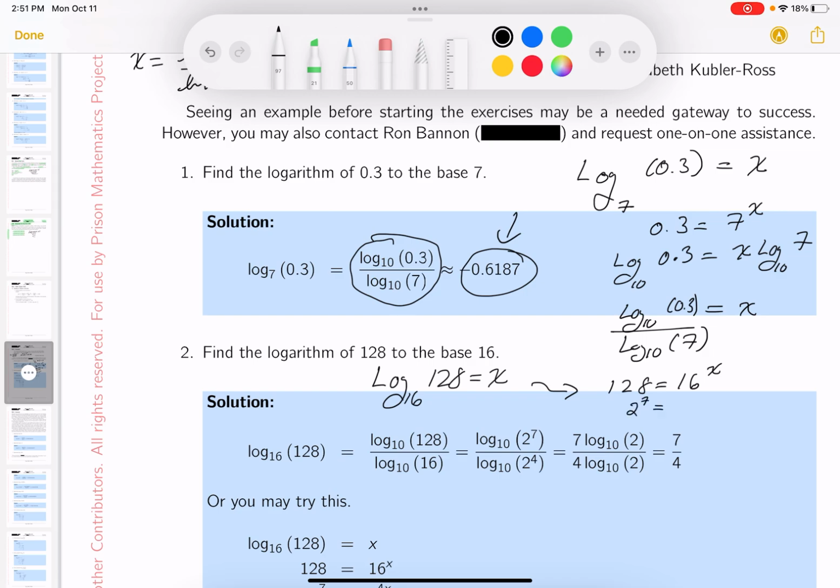Again, 2 times 2 is 4, times 2 is 8, times 2 is 16, times 2 is 32, times 2 is 64, times 2 is 128. Hope you've been keeping count. I did 7 factors of 2. And 16 is 2 to the 4th. This is 2 to the 4x. So now it looks like a familiar problem. I know that the exponents have to be the same. It's 2 to the power, 2 to the power. Well, that means 7 equals 4x. I'll write that down for you.